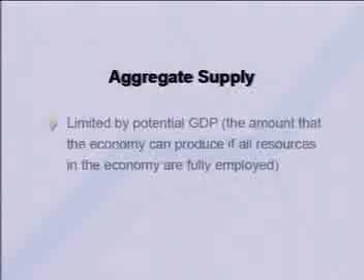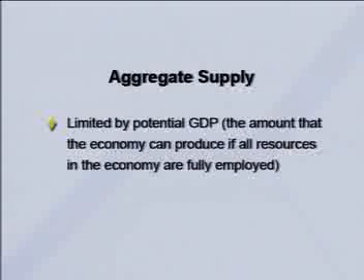Aggregate supply is limited by potential GDP, where potential GDP is the amount that the economy can produce if all resources in the economy are fully employed. At potential GDP, cyclical unemployment would be 0, and so any remaining unemployment would be accounted for by the natural rate of unemployment. Sometimes potential GDP is referred to as full employment GDP, because it refers to the notion that everyone is employed, and also that the machinery and the capital equipment in the economy is fully employed as well.